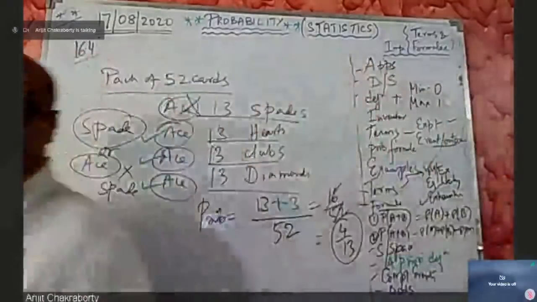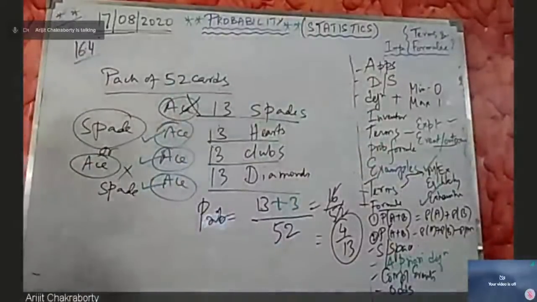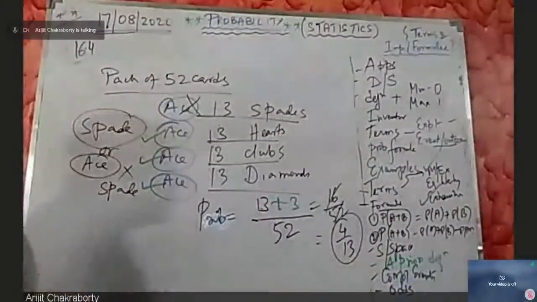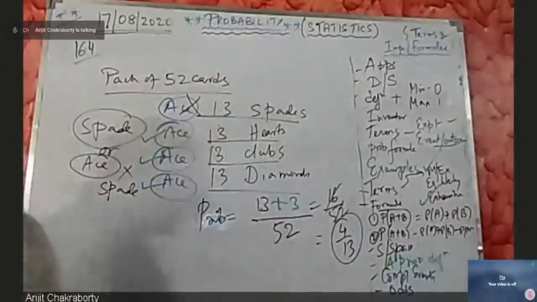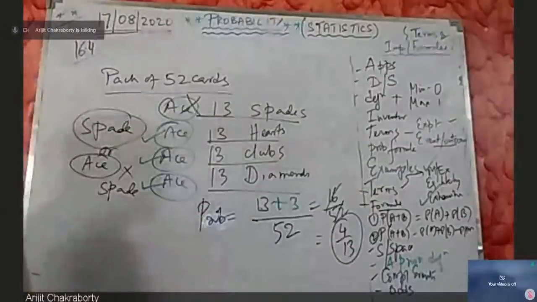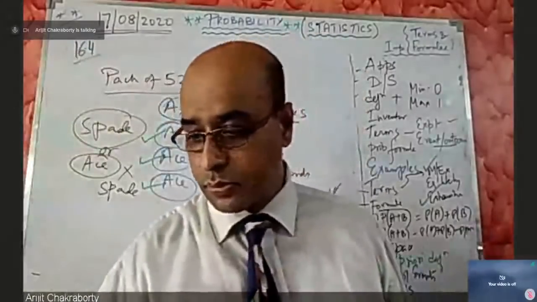I hope you are now clear. Please have a look at the problem once again. Please see the solution in which I have arrived at the answer. And please note how the cards are actually constituted. So 13 hearts, 13 spades, 13 clubs and 13 diamonds. Each of them has an ace. Fine. So this was 16.4.